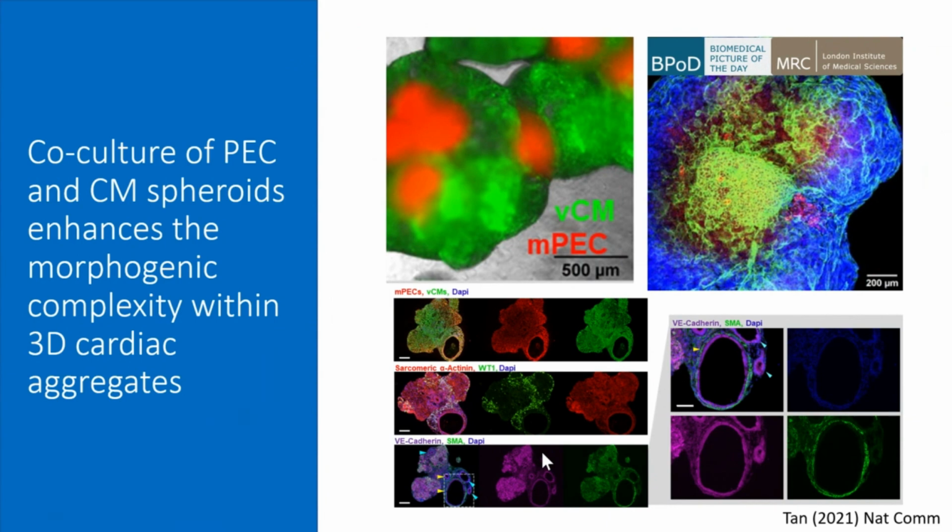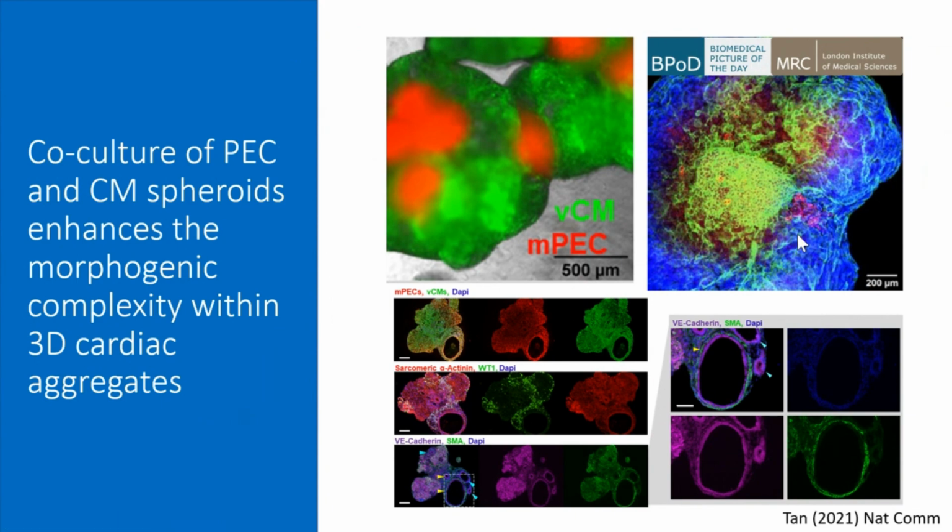And we don't see any smooth muscle layer in any of the single cardiomyocyte spheroid cultures, but we do see a single layer of smooth muscle positive cells on the surface of the cardiomyocyte spheroid, as shown over here.